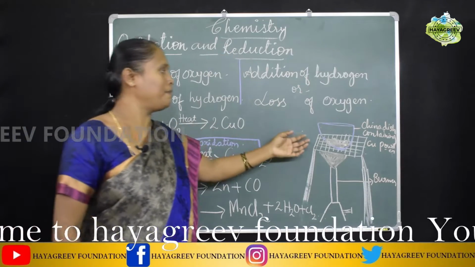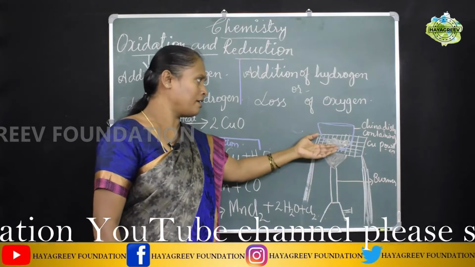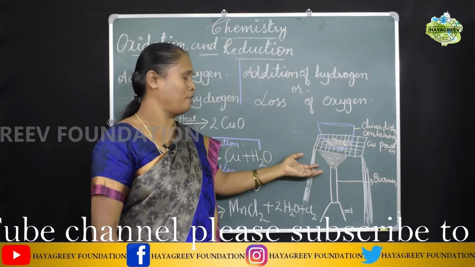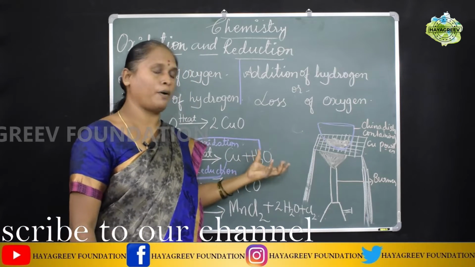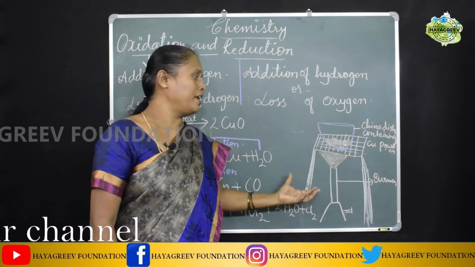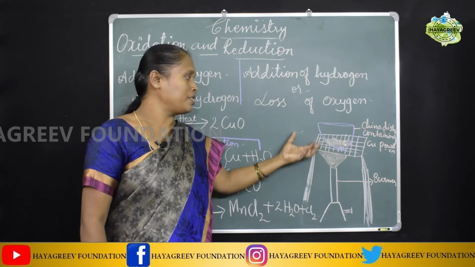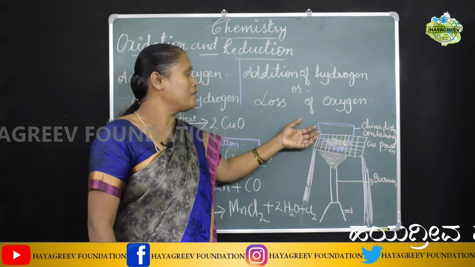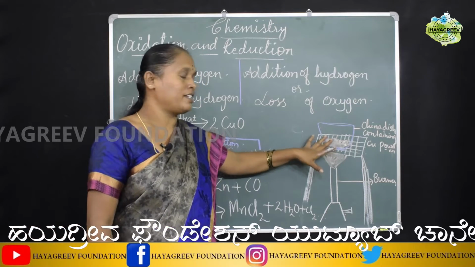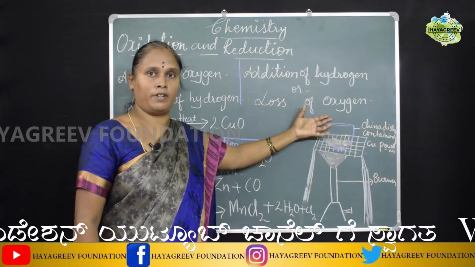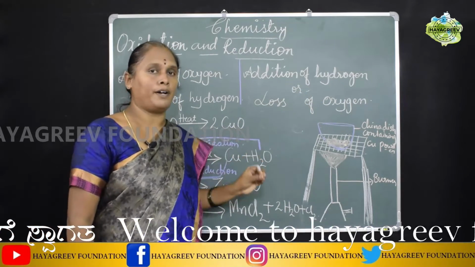One simple experiment we can take in order to understand the concept of oxidation and reduction. So here is a simple apparatus. What you have to do is take, in a china dish, some copper powder which is reddish brown in color, and heat it using a Bunsen burner. Here, you observe that copper powder, which is reddish brown in color, will react with atmospheric oxygen and undergo a chemical reaction forming its oxide, that is, copper oxide.